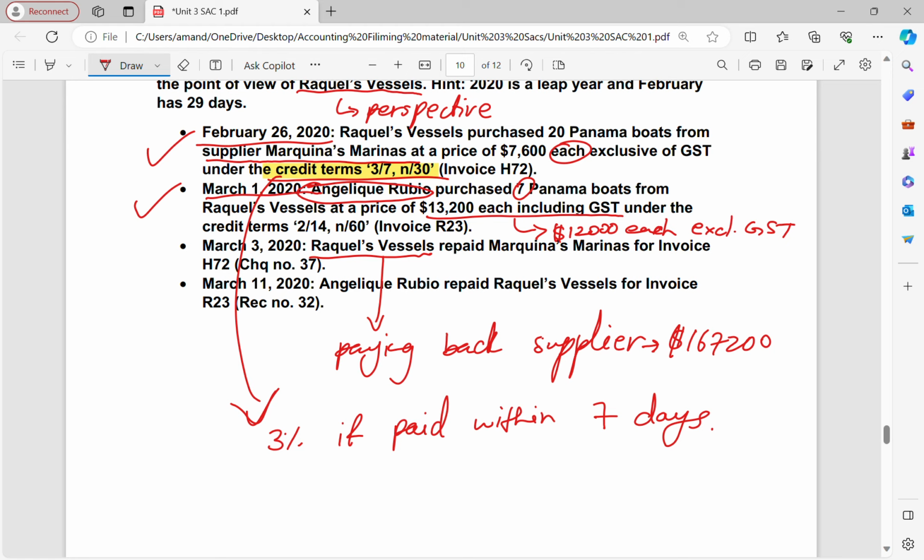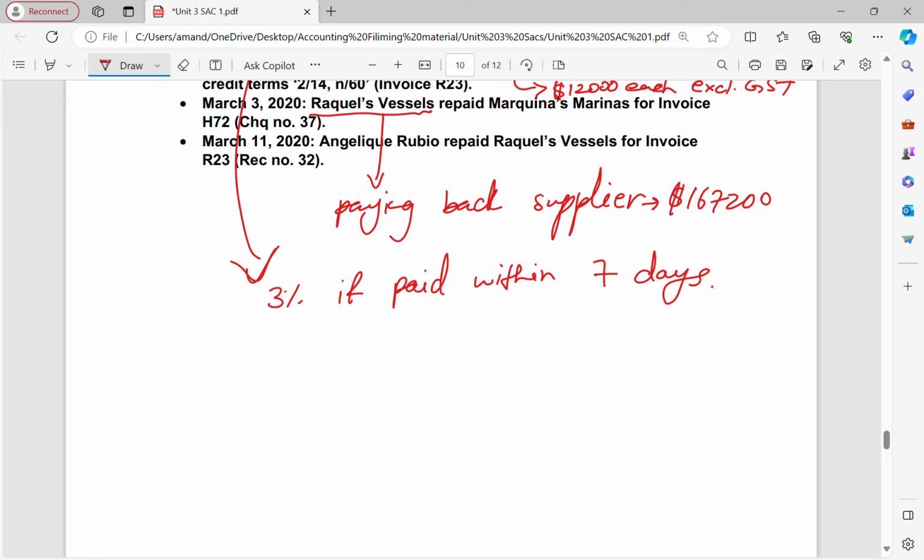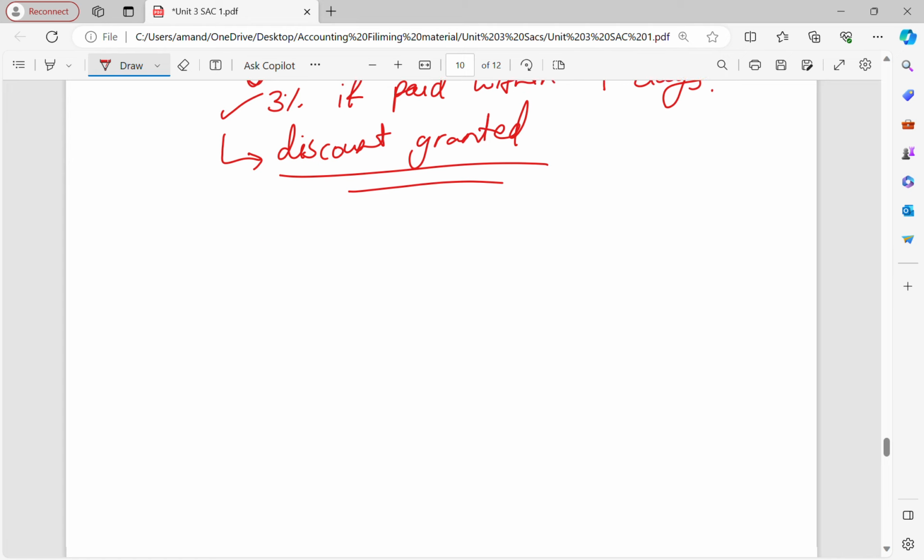27th, 28th, 29th. It's a leap year, so that's not good. 27th, 28th, 29th. No, 31, 2, 3. Yep. So it is within 7 days. Right, so we're good. So we do get a discount here, which we do. So discount granted.